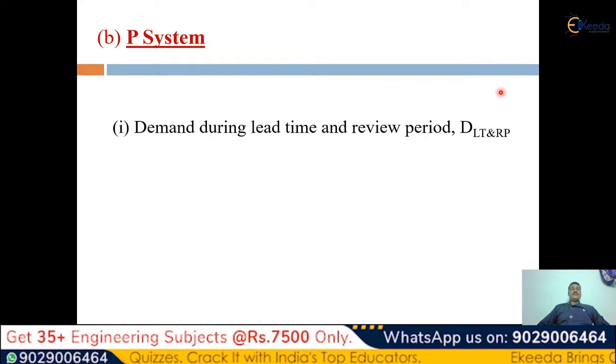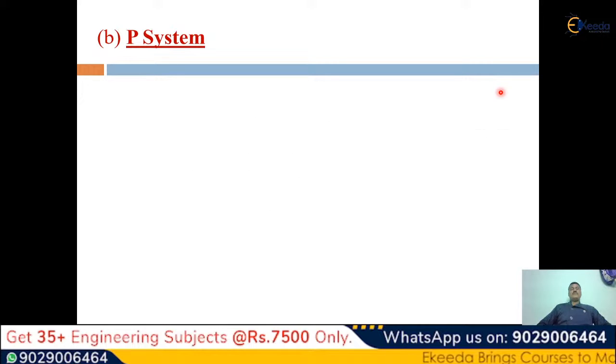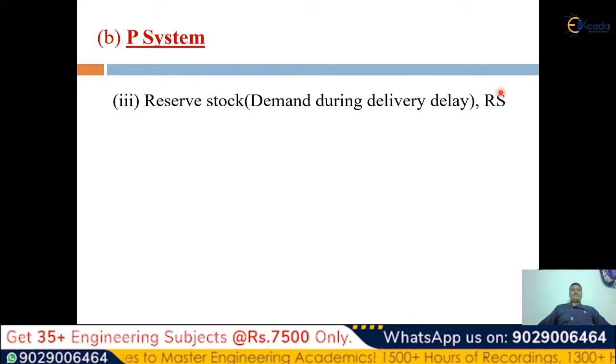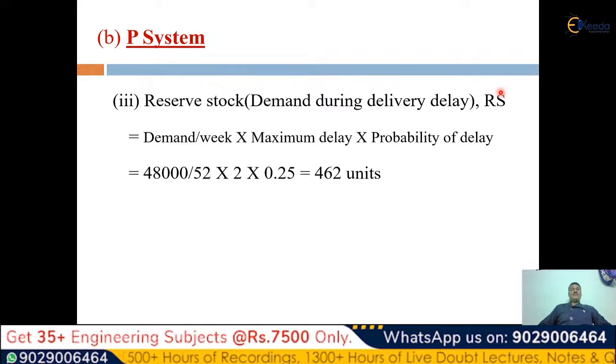And the demand during this lead time and review period is 48,000 by 52 for each week into 4 plus 6, which is in weeks, which gives us 9231 units. When we find out the safety stock, it is K into sigma, which is giving us 389 units. Hence, the reserve stock during this delivery is demand per week into maximum delay into probability of delay, which is 48,000 by 52 into 2 into 0.25, which is 462 units.